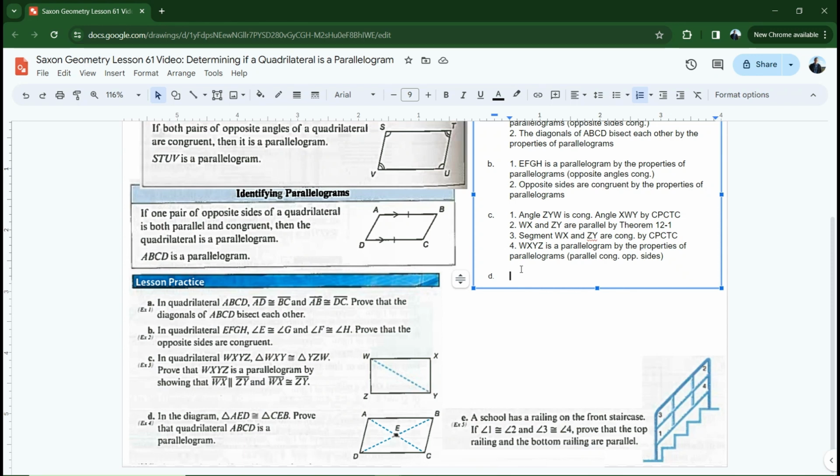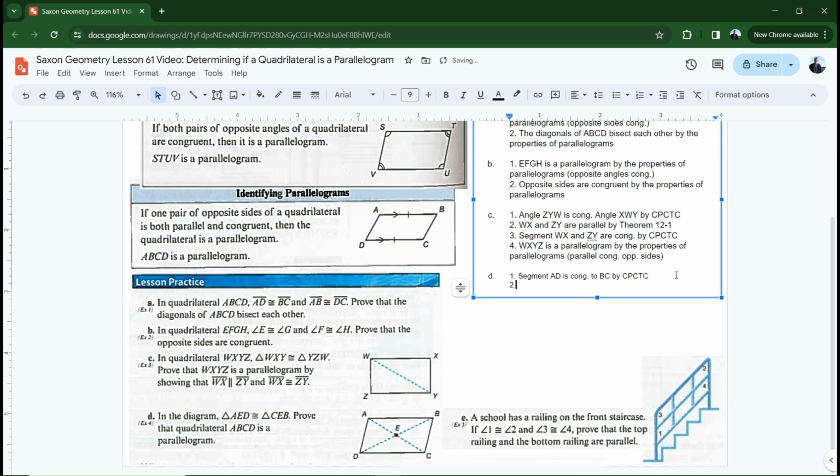Okay, let's continue with letter D. And we're going to see that letter D actually works out the same way that letter C worked out. The first thing we're going to do, I'm not going to put givens in here, but I'm just going to note that I'm given that triangles AED and CEB are congruent triangles. So what I can do is start by saying that segment AD is congruent to BC by CPCTC. They're corresponding parts of congruent triangles, so they have to be congruent to one another.